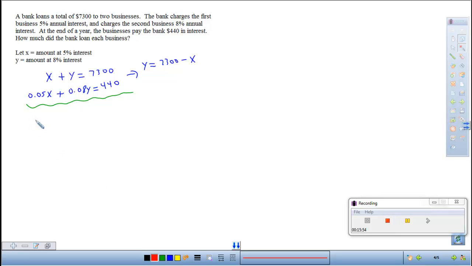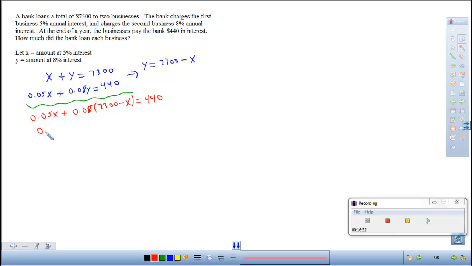So I'm going to rewrite my second equation, but instead of y this time, I'm going to replace that y with the 7,300 minus x. I'll have that in parentheses because we're multiplying. Again, since y was equal to 7,300 minus x, wherever y is in that other equation, I can replace it with 7,300 minus x. And then we're just doing simple equation solving after that.